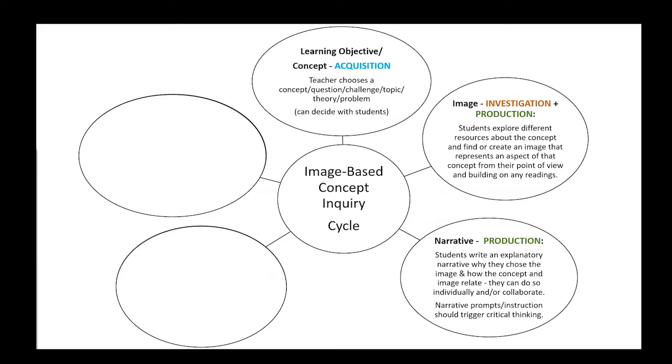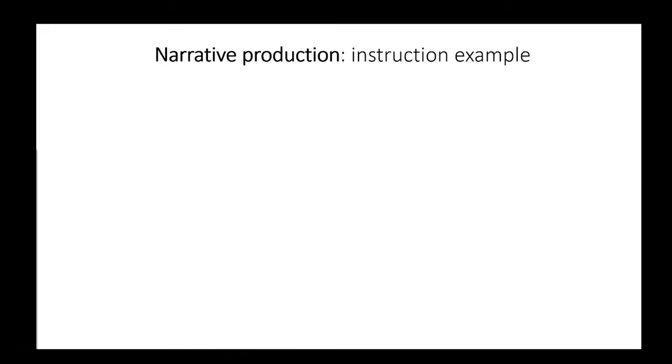So that's what we will be engaging, students' prior knowledge, and that would be coming to the surface, which is important, but it may not happen as often that we really understand their point of view, their interpretations. They can do that individually, they can collaborate, and we can also use narrative prompts or instruction that should trigger critical thinking. And I will just move on to provide the example of instruction for narrative production.